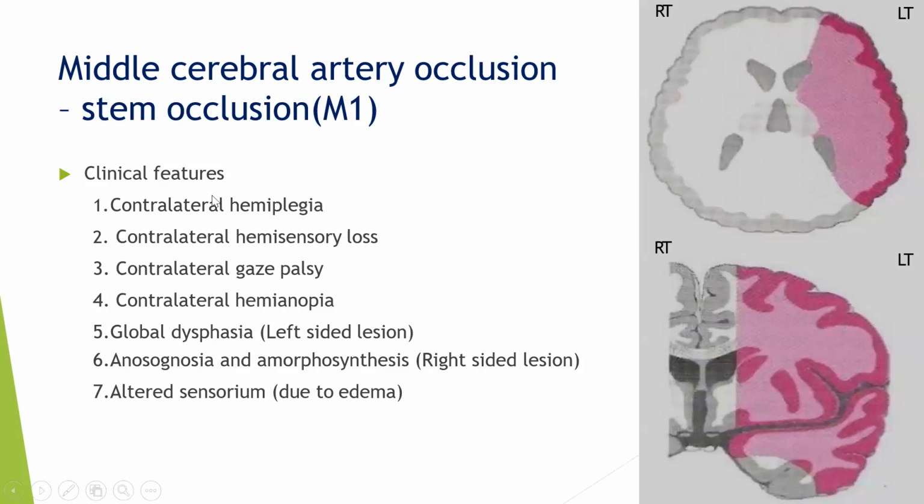If both the superior division and inferior division are occluded, the patient may have hemiplegia, hemisensory loss, contralateral gaze palsy, and contralateral hemianopia. Both Broca's area and Wernicke's area are affected, leading to global dysphasia, with anosognosia and amorphosynthesis in a right-side lesion. Altered sensorium occurs due to massive infarct when both superior and inferior divisions and the M1 stem are occluded. Then the patient may have a massive MCA territory infarct, with loss of consciousness, and later may go into coma.